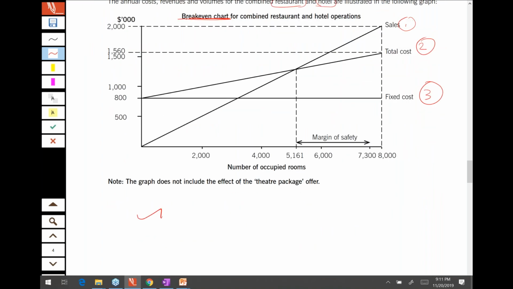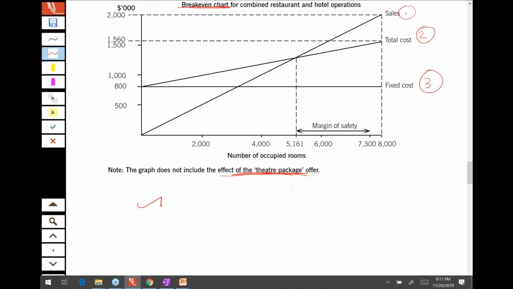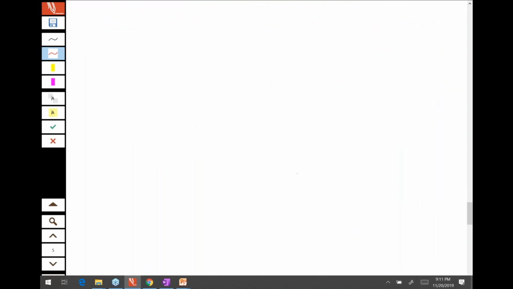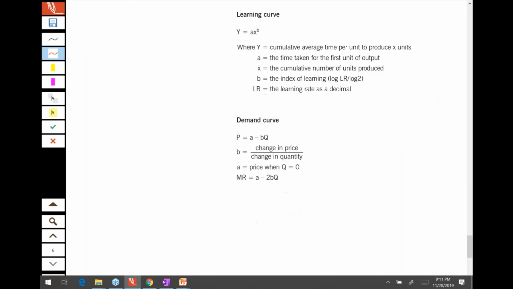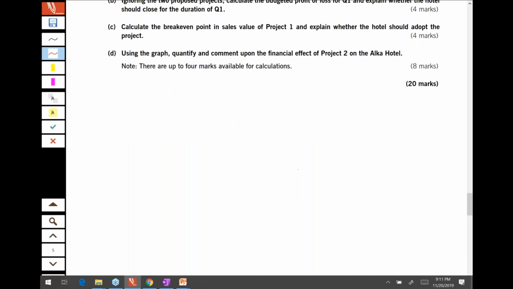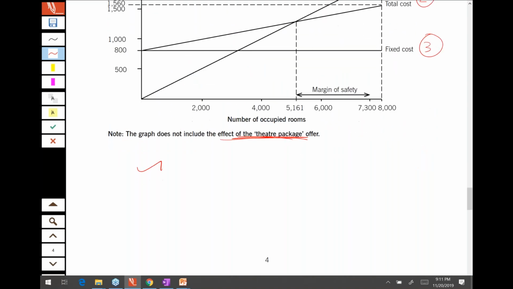The graph does not include the effect of theater package, which is option 1. Now let's move towards the question and see what has been asked.